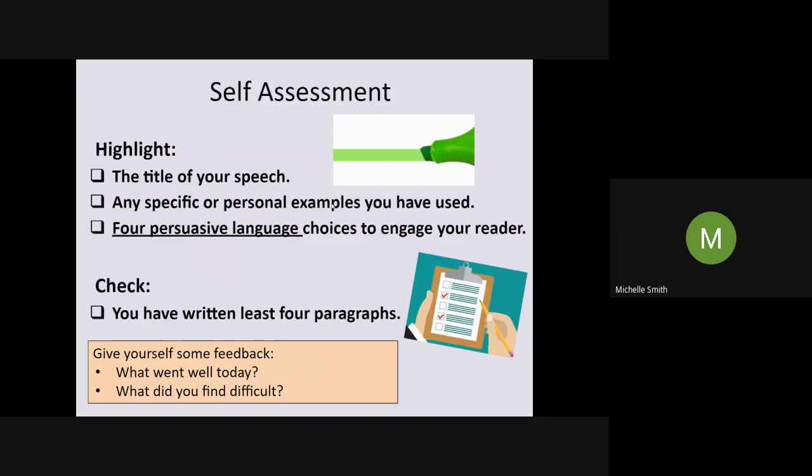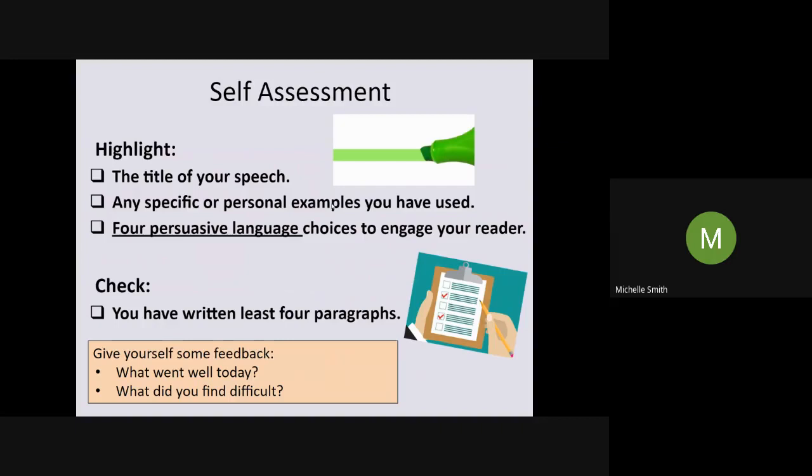Now, this is part of the video where, as I said in the other task, people seem to skip this because they think it's not important. It is, because this is going to be where it shows us if you've missed something out. So if you can't highlight your title, it's because you haven't written one. Therefore, we need to work on that. If you can't highlight any specific or personal examples, it means you haven't included any, and that's something we need to work on. If you can't highlight 4 persuasive devices, it means you haven't included any, and that's something that you need to work on.